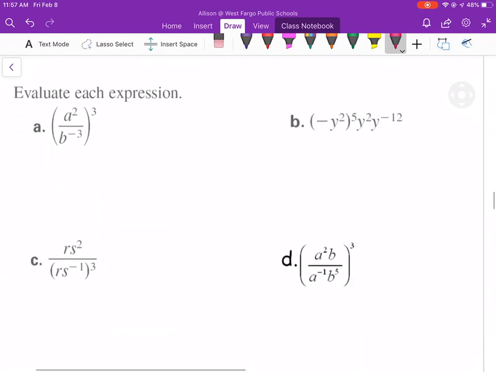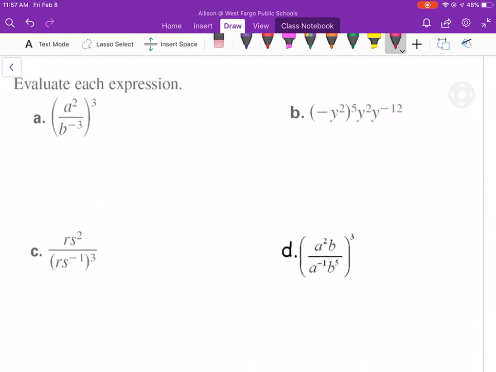Okay, just a few more examples of simplifying. In A here, you have a quotient raised to a power, and we also have power to a power within that as well. So we need to distribute the 3 to each one, and since they already have an exponent, when you take a power to a power, you'll need to multiply those exponents. So A to the 6th, and then B to the negative 9th. Then we do need to end with all positive exponents.